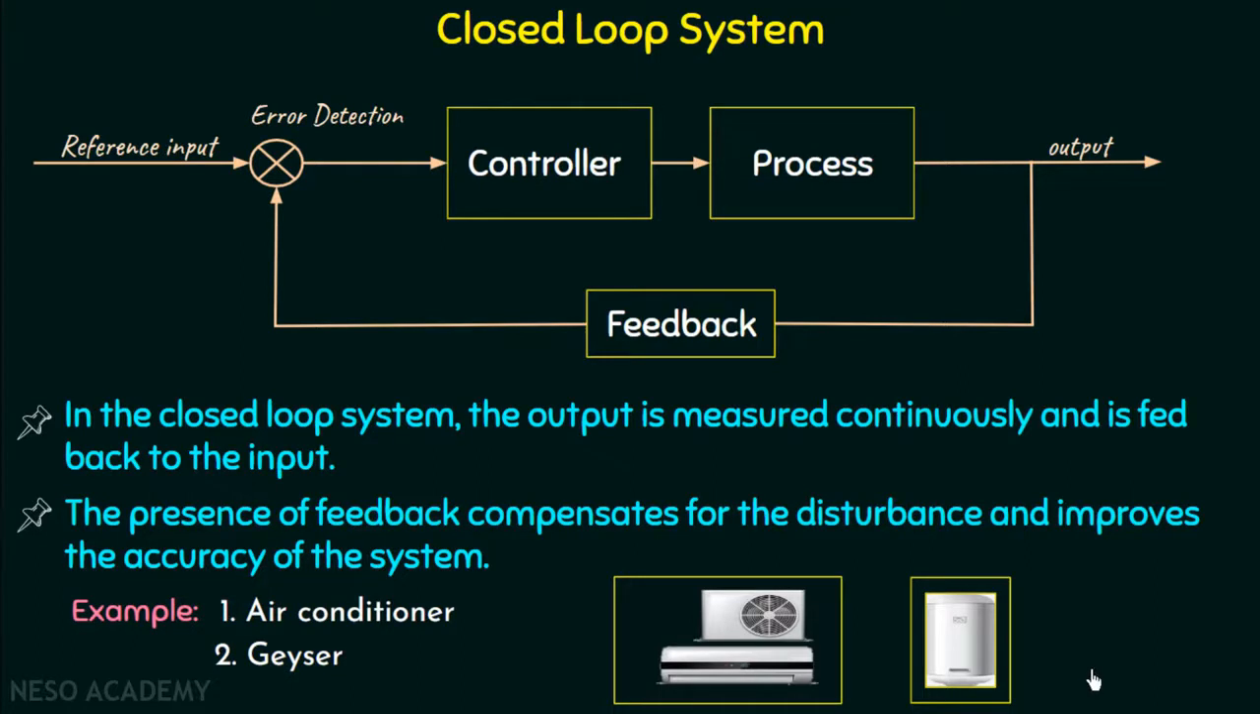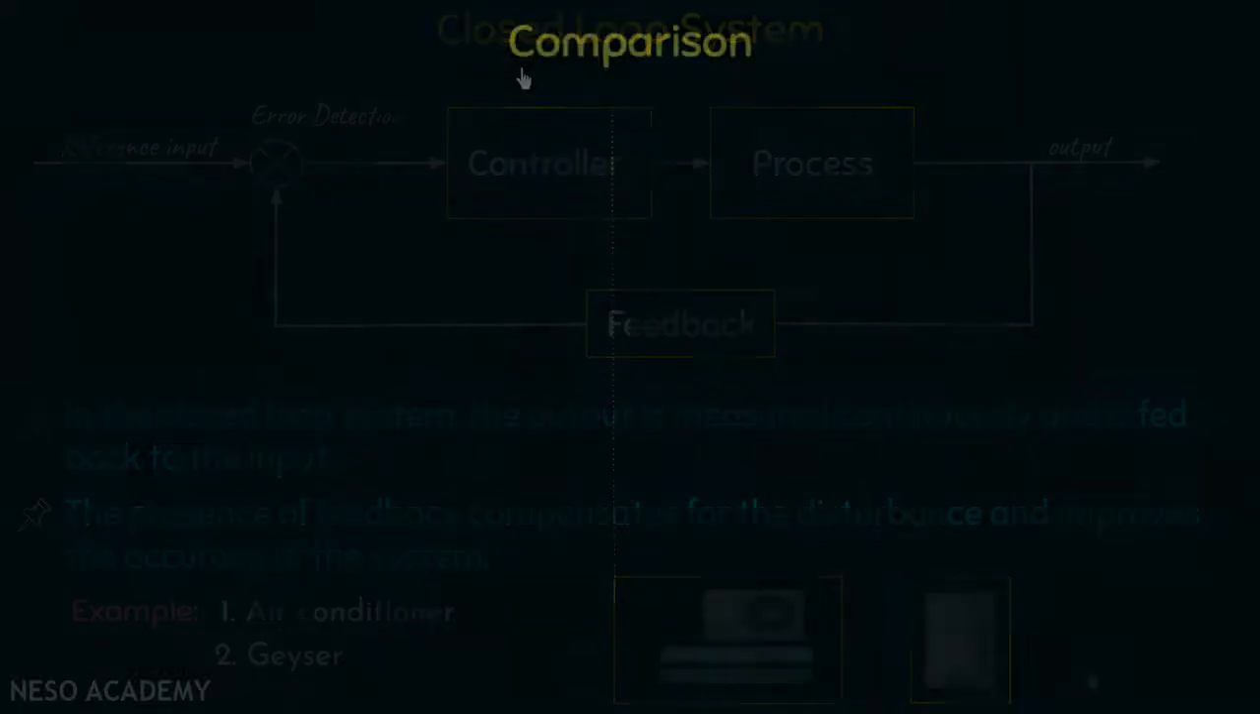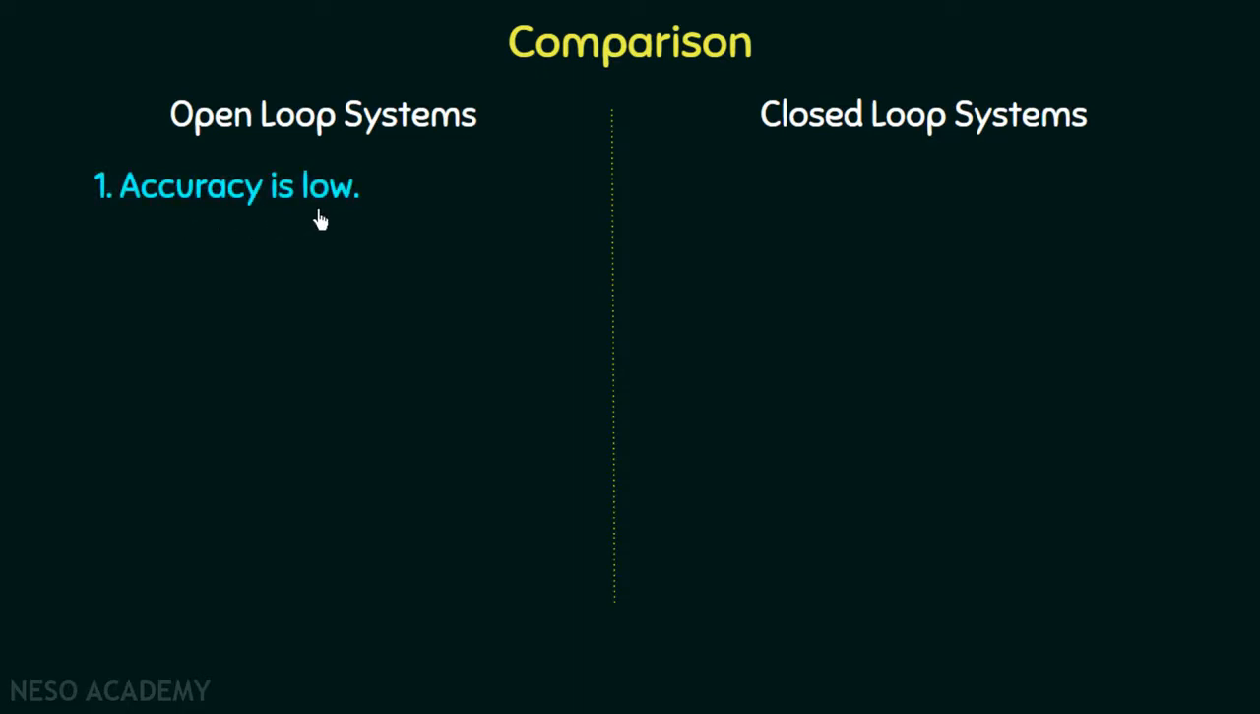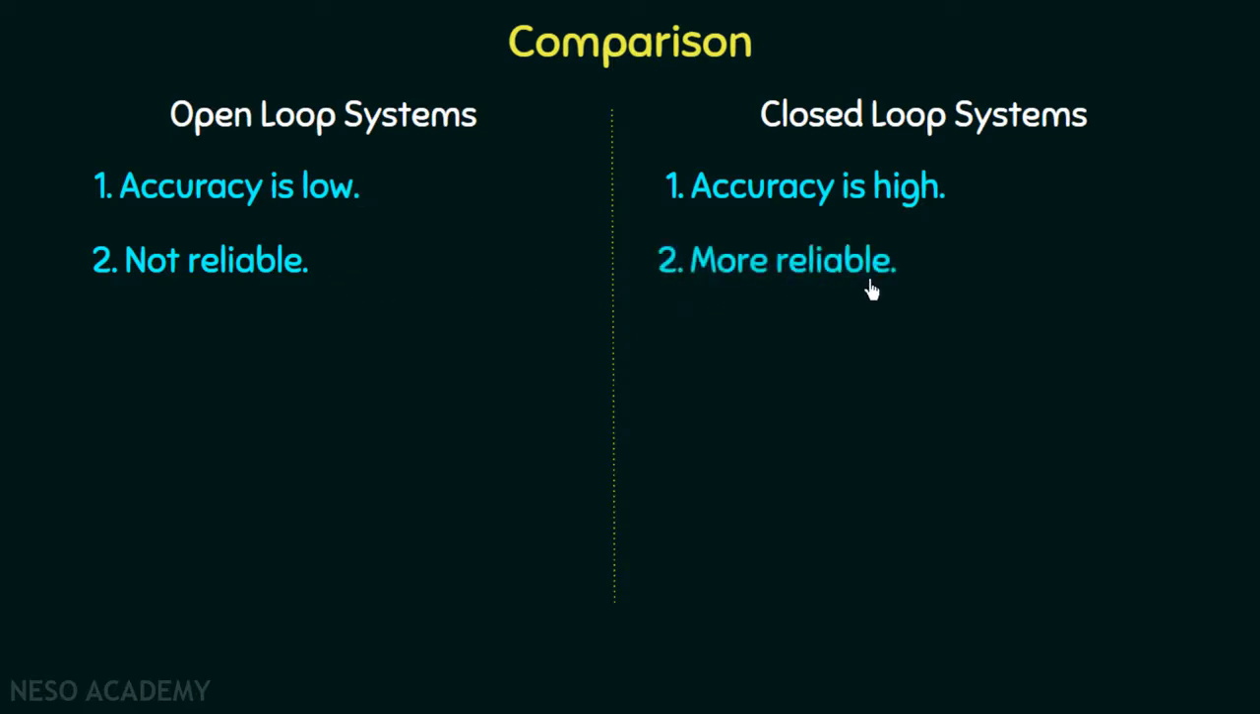So now we are done with the introductory portion of closed loop systems, and now we will have a comparison of open loop systems and the closed loop systems. Moving on to the comparison, we can say that the accuracy of open loop systems is low because they can't handle disturbance, whereas the accuracy of closed loop systems is high because they are able to handle disturbance. The open loop systems are not that reliable because they are not accurate. On the other hand, the closed loop systems are more reliable because they are more accurate.